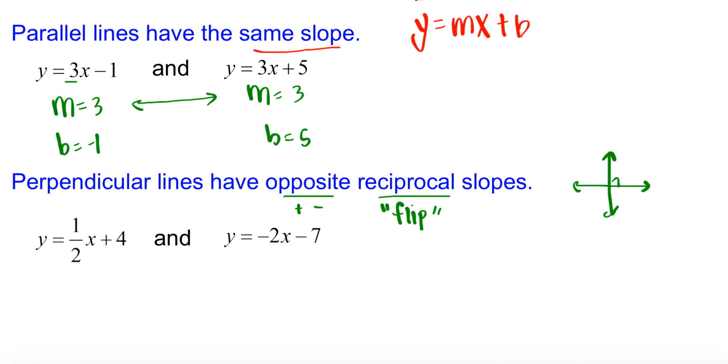So looking at these two equations, y equals 1/2 x plus 4, the slope of this is 1/2, and y equals -2x minus 7, the slope here is -2. The slopes are opposites because this slope is positive, this slope is negative, and the reciprocal of 1/2 is 2. So these lines are perpendicular because their slopes are opposite reciprocals.